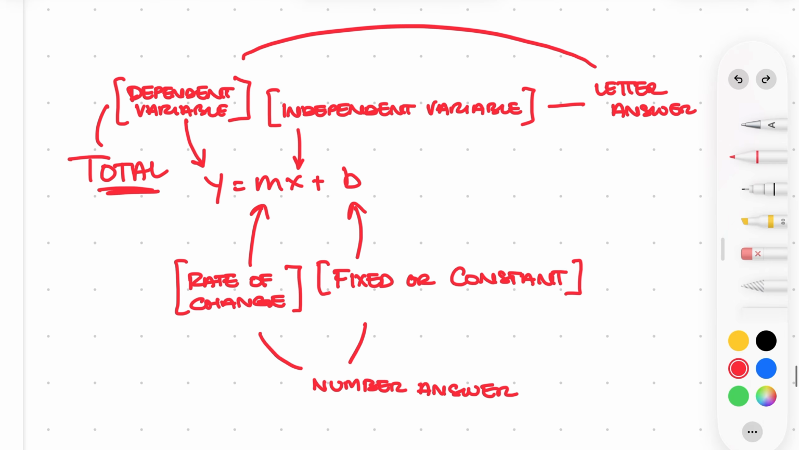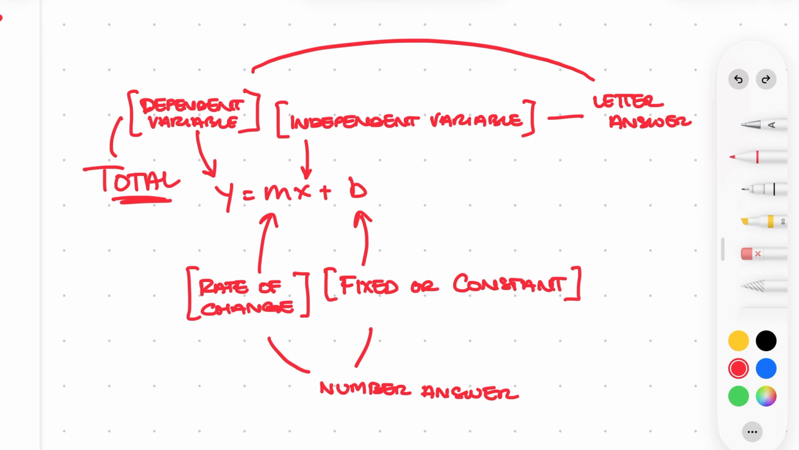If the y or the x are replaced with other letters, that is totally fine. If not, you just leave it as y or x. The m and the b must always be a number. If they're not numbers, then you are not answering it correctly, or at least the answer is incomplete. So please make sure that you have all those sections covered.